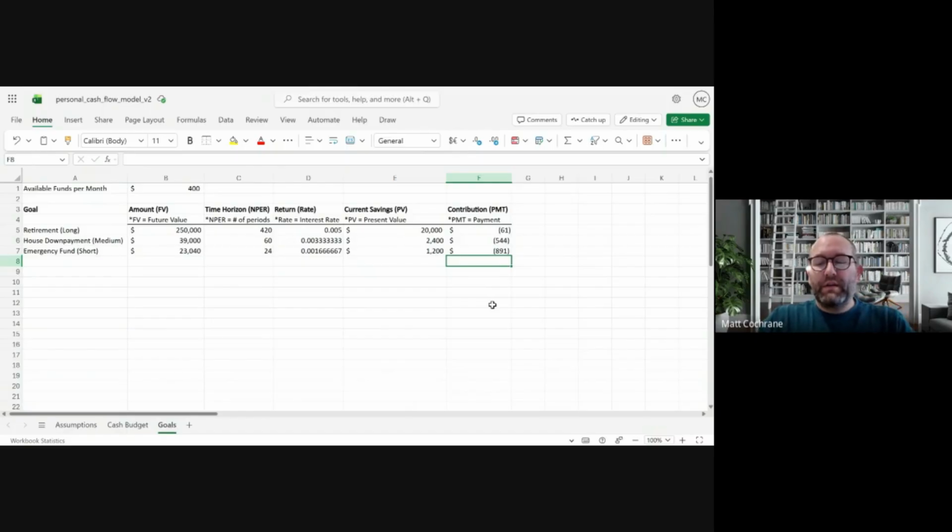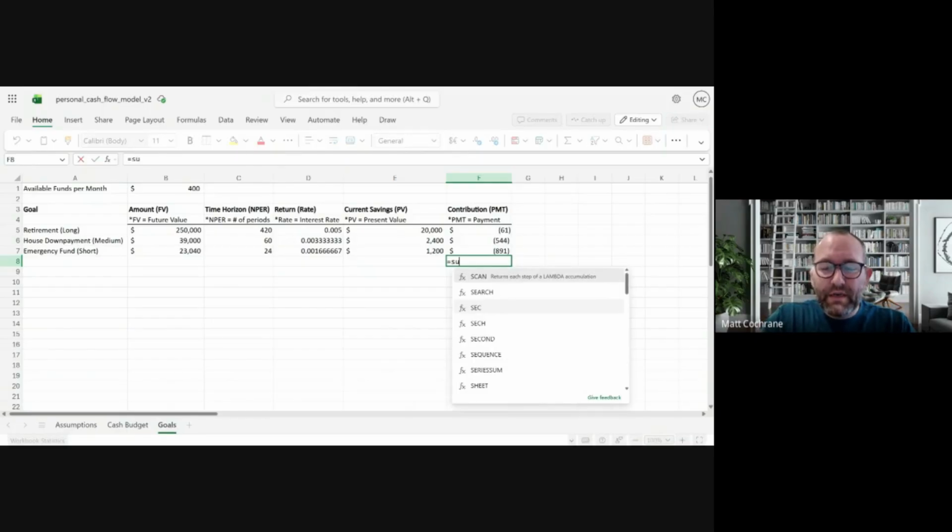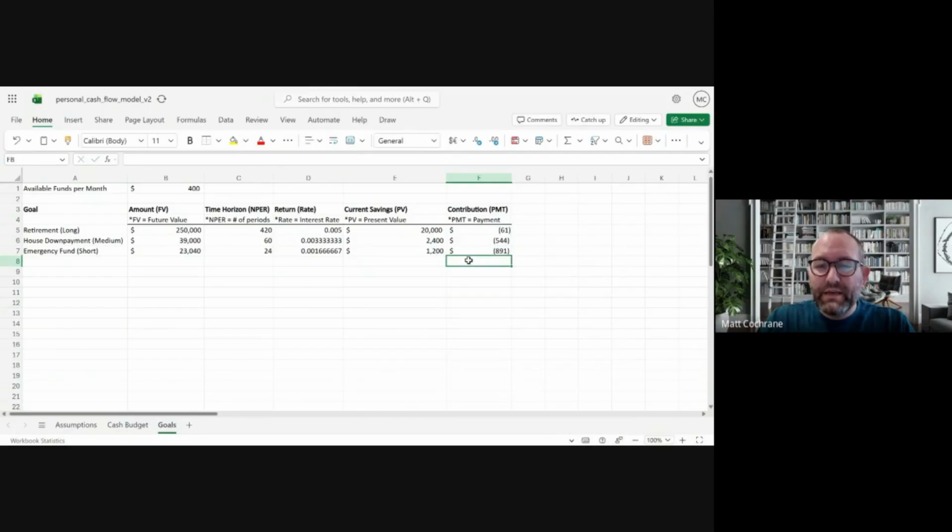Okay, so if we hit equals sum, or again, we can just click the summation button, which is going to sum all of them. Then in order for us to accomplish all of these different goals, we would need to have available funds per month of 1,496. So do we have available funds of 1,496 per month? No. And oftentimes it's going to be the case that you will not have the funds that are available when you go through this exercise.